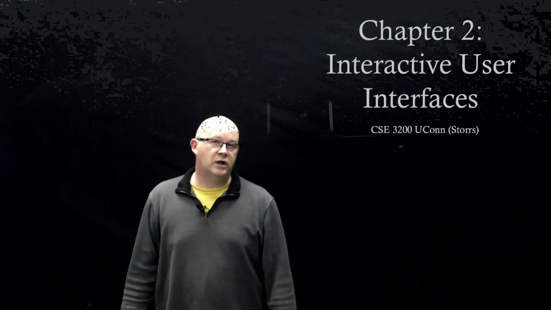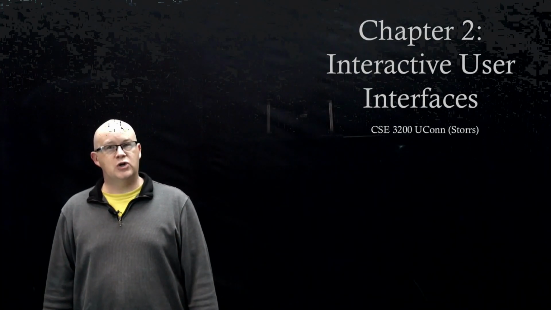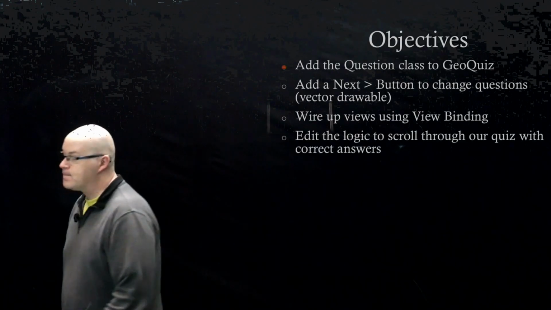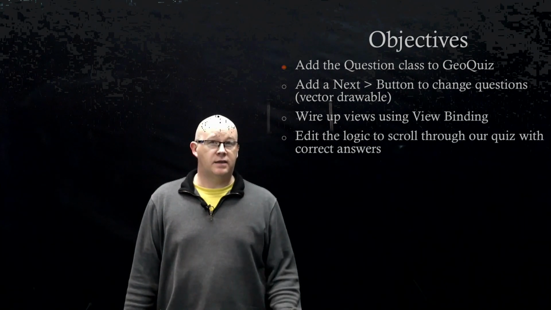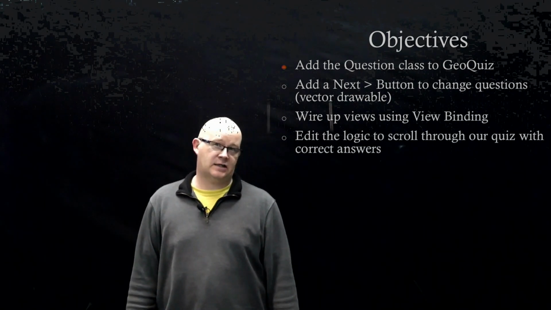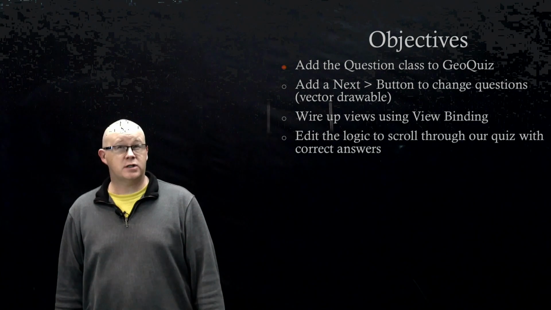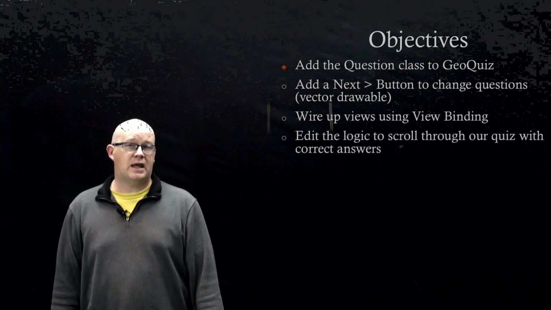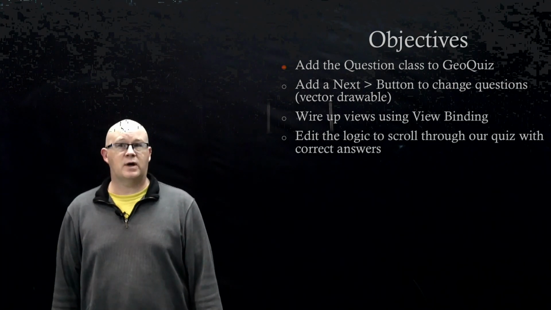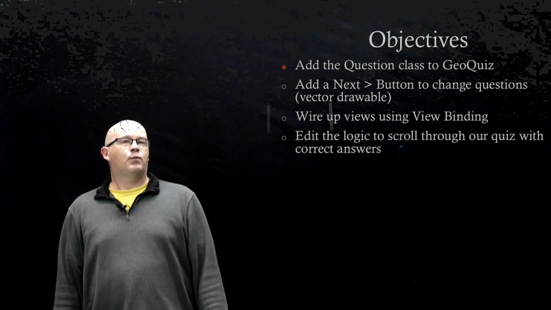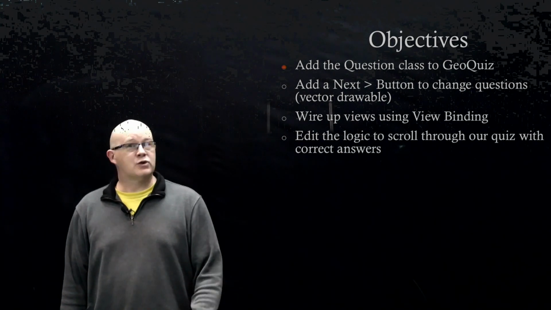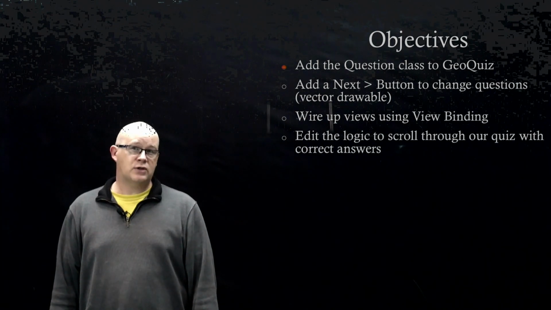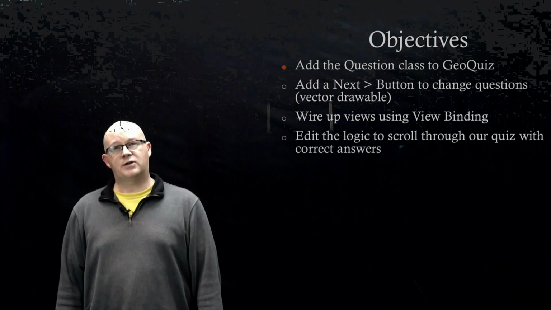On to Chapter 2, where we are going to make our application GeoQuiz more user interactive. We're going to start by, in this video, adding a question class, which will allow us to have a variety of questions instead of just one. And we will put a little bit of code into the main activity so that we can make a list of questions. Then we will put in a next button so that we can scroll through those questions. And we will put in a vector drawable so that it'll make the button look a little bit nicer.